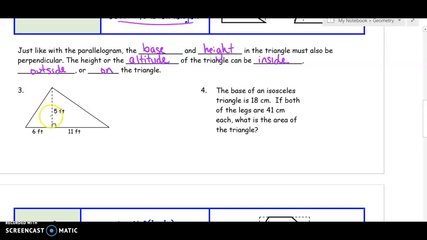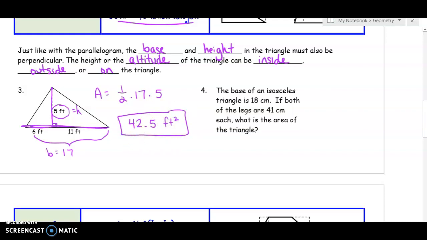So we've got this triangle here. The base is going to be this entire side here. So it's not just 6 or just 11, the whole thing is 17 if you add them together. The height is the distance from the top of the triangle to the base. Notice it's perpendicular, so our height is 5. The area is 1/2 times the base, 17, times the height, 5. Multiply those out, you will get a decimal, but that's okay. It's 42.5 square feet, square units for area.